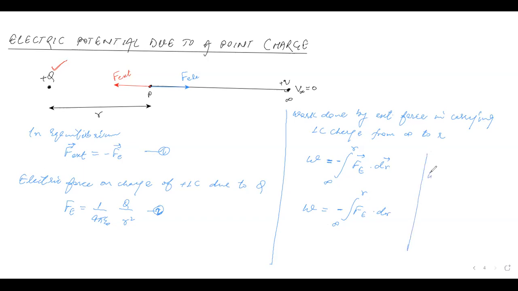Now, what is your W? W is equal to minus the integration from infinity to R of F electric, and F electric is 1 over 4 pi epsilon naught Q over R square, dot dr. So W is equal to minus Q over 4 pi epsilon naught, integral from infinity to R of 1 over R square dr. Note it down till here, then we will continue from the next page. Are you understanding it, Hamza? Yes, sir. Okay, note it down, please.